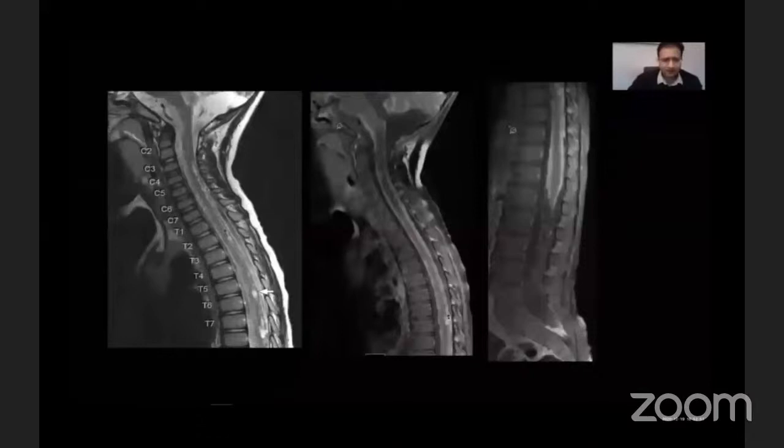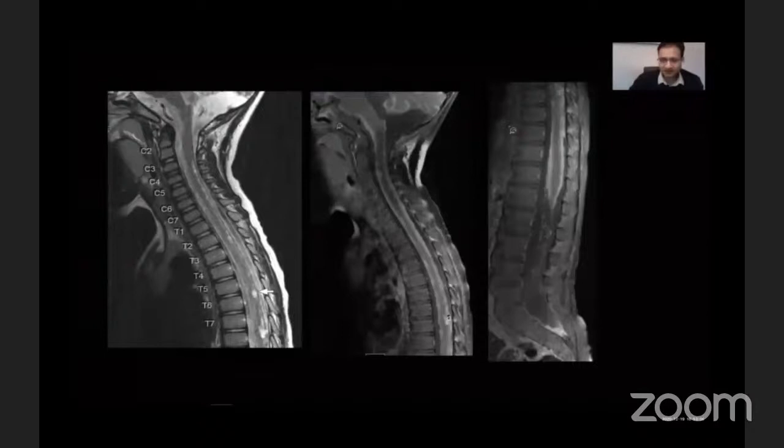the T2-weighted images shows these multiple areas of rounded T2 hyperintense or cystic lesions throughout the spinal cord. And on the post-contrast imaging, there is thick nodular leptomeningeal enhancement throughout the spinal cord, extending all the way to the conus medullaris and also along the cauda equina and the thecal sac terminus.